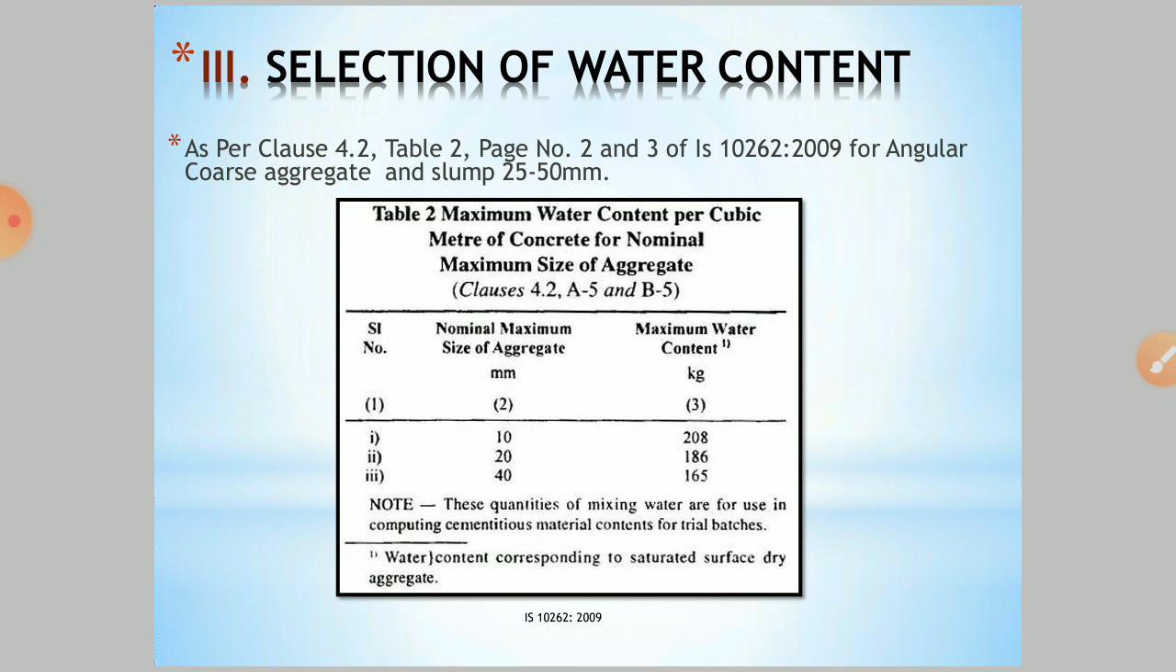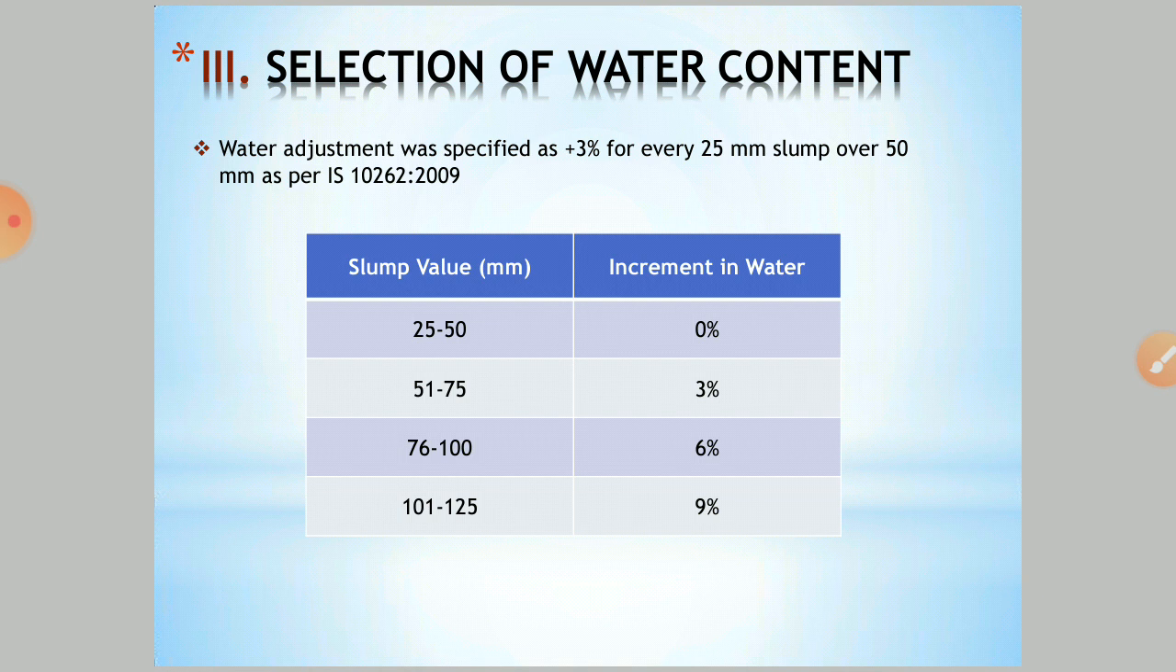But due to some reasons or some requirements, we cannot use angular aggregates or this slump. We require more than 25 to 50 mm to achieve higher workability, because it is required at site. So what should we do? There are certain adjustments given in IS 10262-2009.